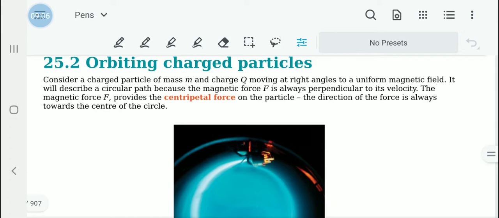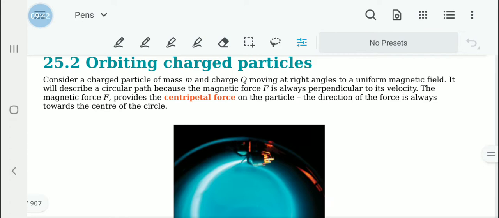Now, we know that charges orbit other charges. For example, if you take an atom, we now know that the electrons orbit the central nucleus. If there is a charged particle of mass m and charge q moving at right angles to a uniform magnetic field, it will describe a circular path because the magnetic force is always perpendicular to its velocity.